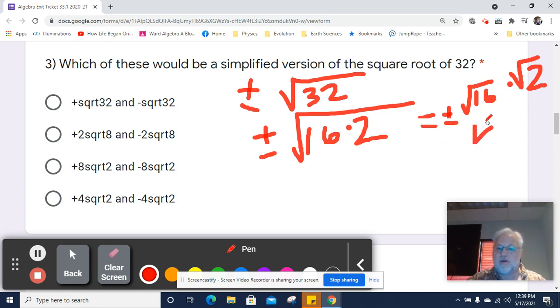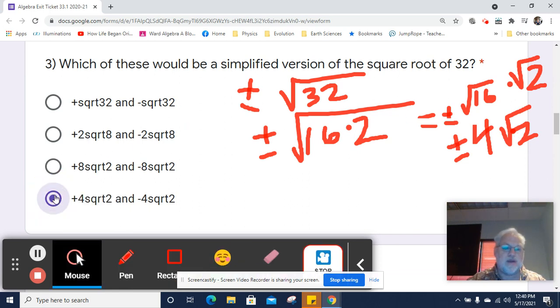That's either 4 or -4. So I can write plus or minus 4. That way I know that I'm using both. And then that's going to be times the square root of 2. So the square root of 32 is plus or minus 4 root 2. And so that's this one right here.